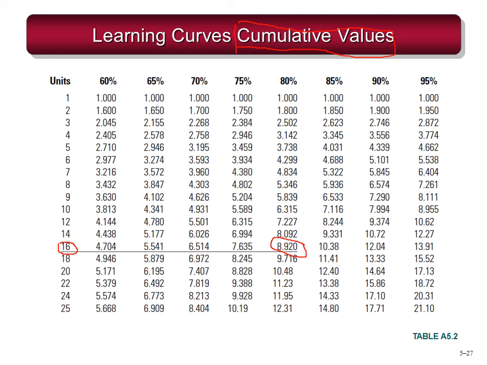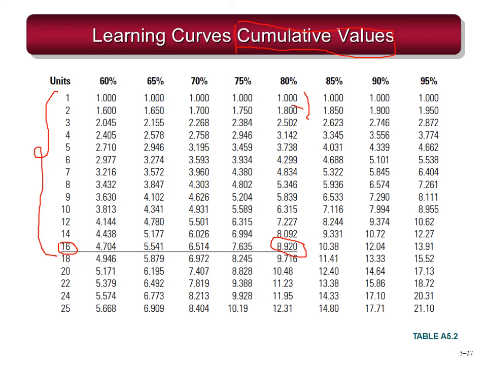8.92. Previously we had taken a look at the unit production, that is, for the 16th item production, what is the time required. Now we are looking into the time required for 16 units of production. So this means total 16 units of production. This is the time required, 8.92. In the previous slide it was for the 16th unit only, but over here we sum up all these individual times. So these are all cumulative values.